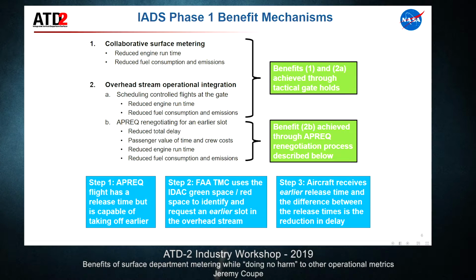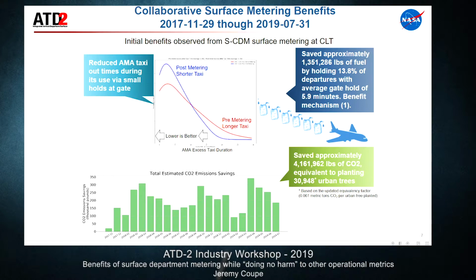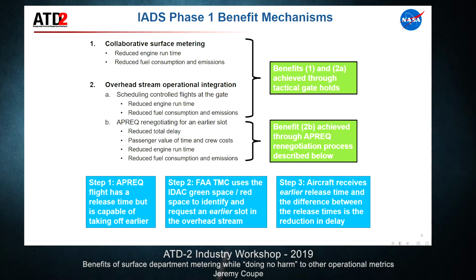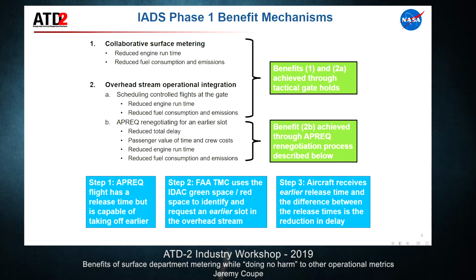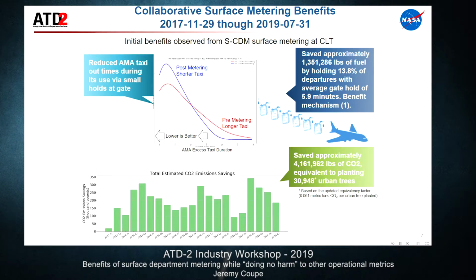This is an interesting concept because when we talk about these concepts, we're shifting from spending time in the AMA back to the gate with engines off. This bottom one is not shifting delay. This is actually a reduction in delay. There's an earlier slot, I can take it, I do. So these are our three benefit mechanisms for phase 1 and phase 2 for ATD-2.